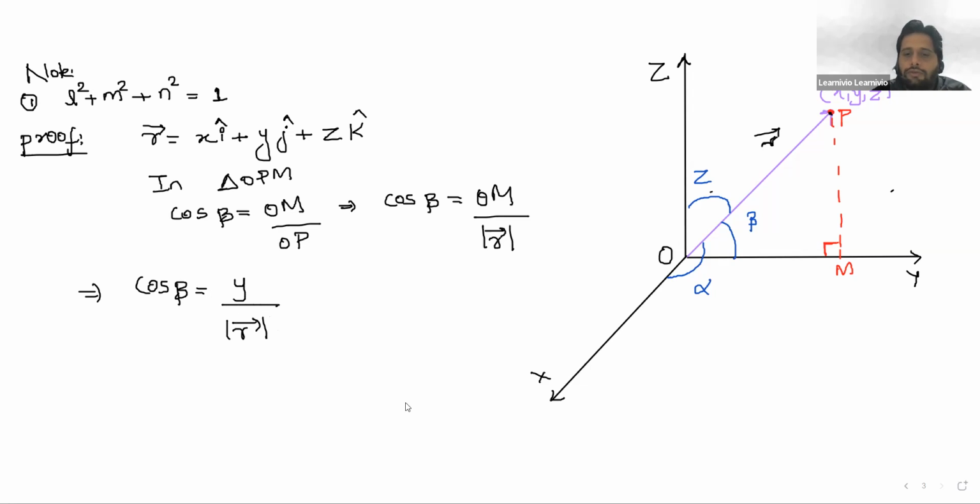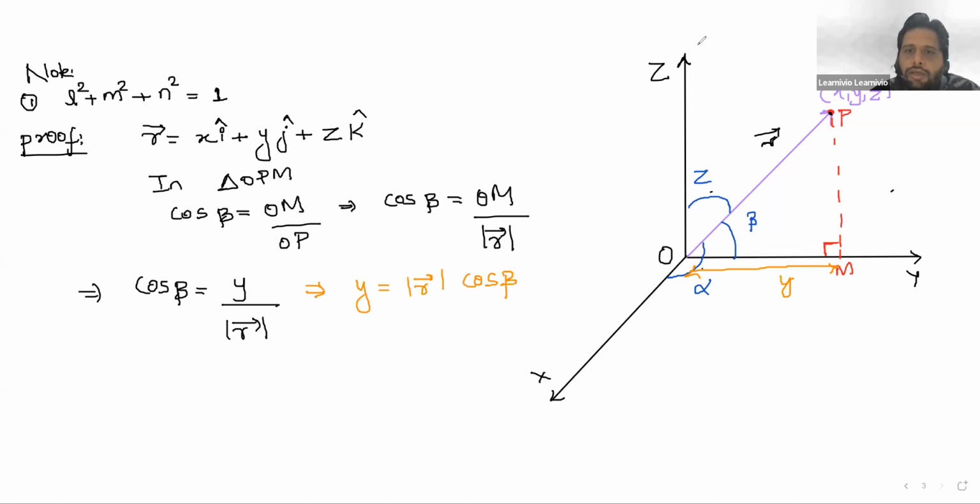It is a 3D figure, so maybe you are facing some issue. But please check here, as we have taken this on the y-axis, and this is coordinate y, so this complete length will be y. So it is y by magnitude of r, and we can say here that y is equal to magnitude of r and cos beta.